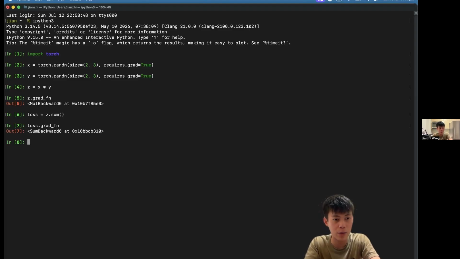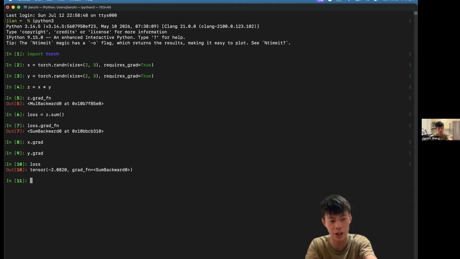And we can look at, for example, x.grad. It will be None because we haven't initiated the backward process yet. We can call y.grad. Similarly, it will be None. If we look at loss, because we summed over the elements in z, it should be a scalar, which is precisely what we want in the machine learning context. So this loss is going to be a scalar tensor. You see that it even prints out the grad_fn in the representation. And when we call loss.backward, it will initiate the backpropagation process.